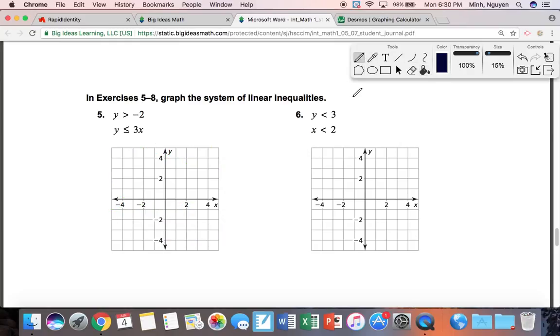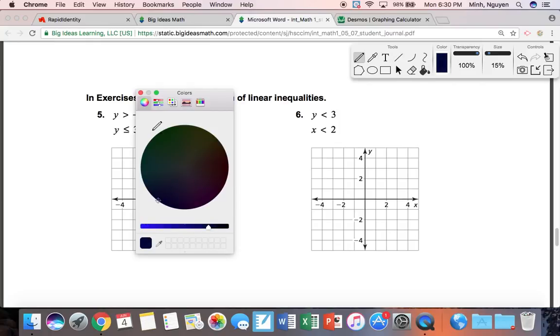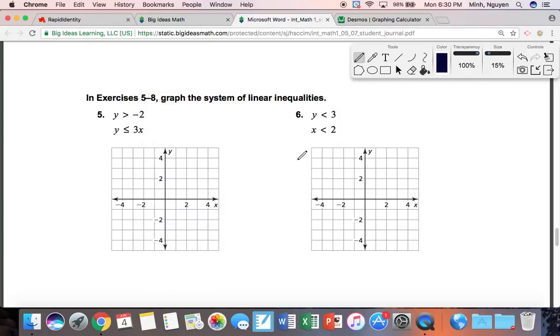y is less than 3, x is less than 2. Both of these are going to be dashed lines. y is less than 3, 1, 2, 3. x is less than 2.